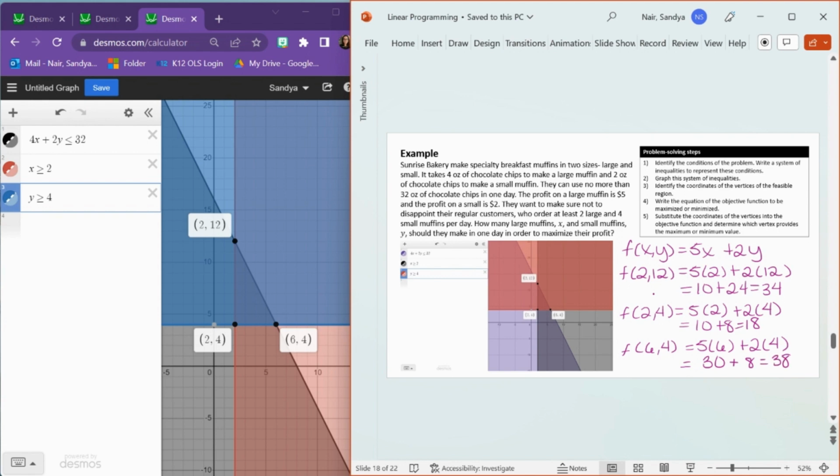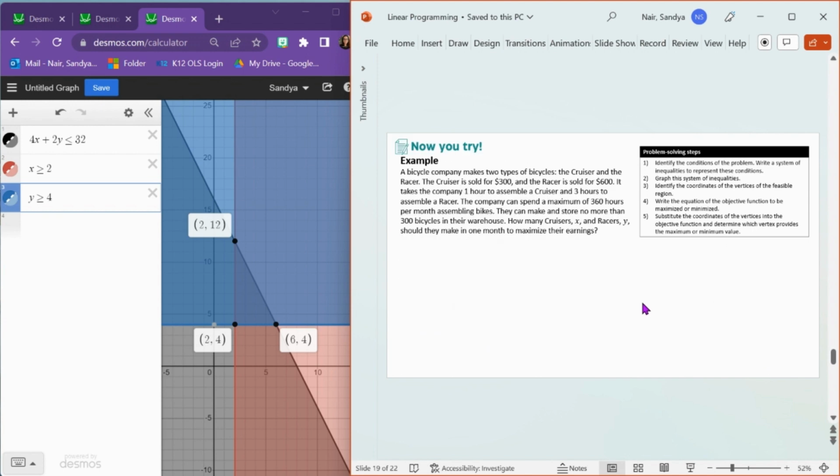So if we look at all of these values, notice that the maximum value occurs here, right? When x equals 6 and y equals 4. So we're going to tell the bakery that they need to be making 6 large muffins and 4 small muffins in order to maximize their profit. So now you can go ahead and pause the video and try doing this example on your own.